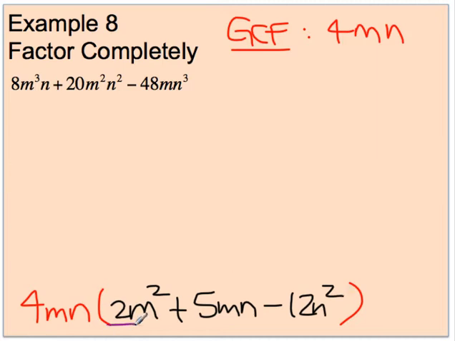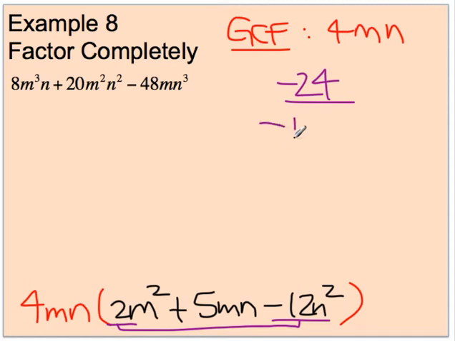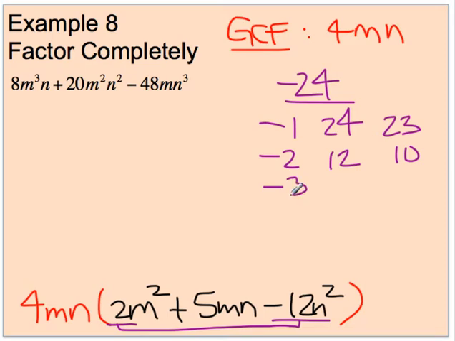Okay, so we have a coefficient here, so we're going to take the 2, multiply it by the negative 12. We end up with negative 24. And we're looking for a sum that's 5. So we have negative 1 and 24. That's going to give us positive 23. We have negative 2 and 12. That's going to give us positive 10. We have negative 3 and 8. And that gives us our positive 5 term.